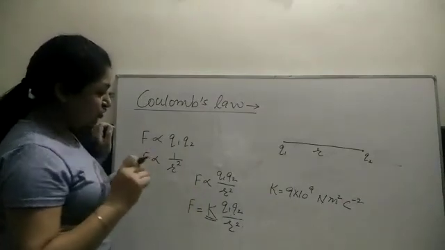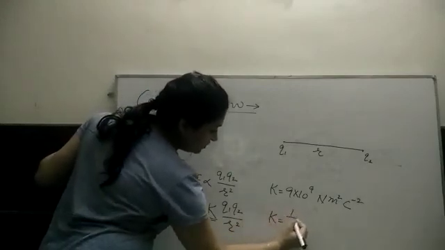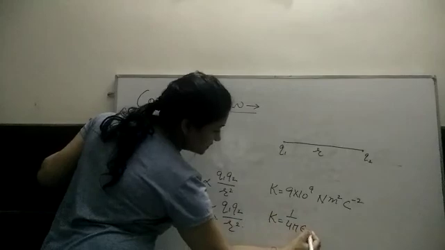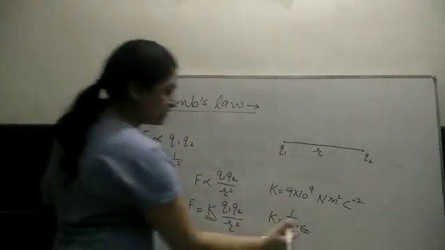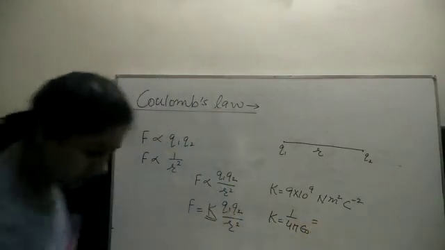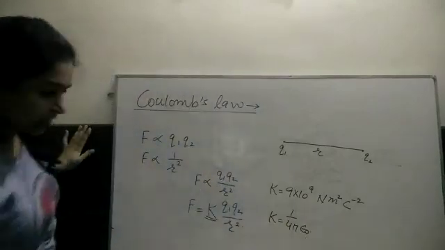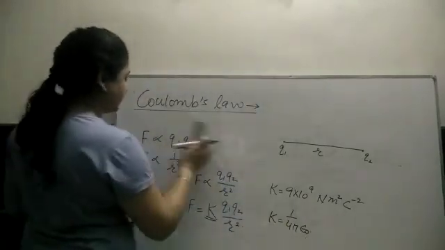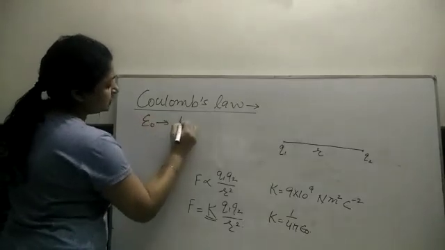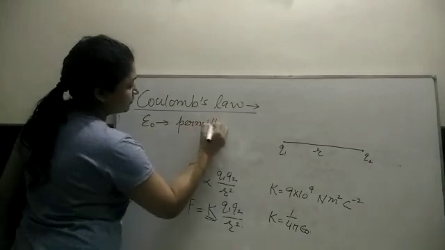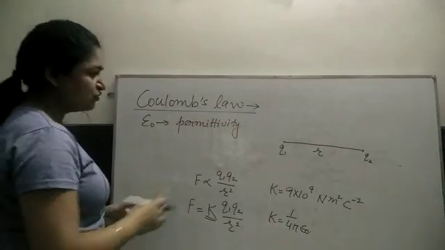What is the exact value of this K? Now let me explain. K is 1 over 4 pi epsilon naught. Now you see what this epsilon naught is. Epsilon naught is the permittivity of the vacuum, the absolute permittivity of free space or vacuum, we can write.